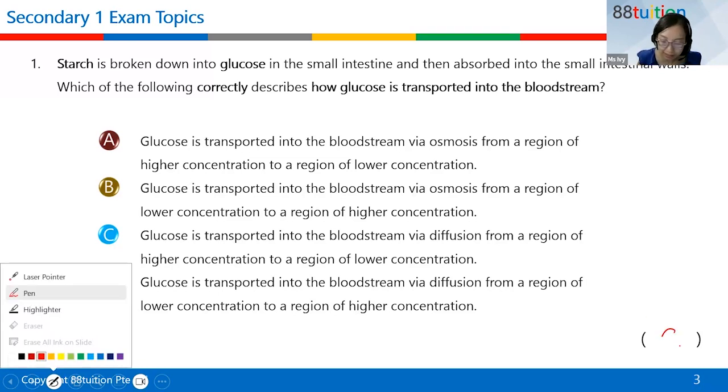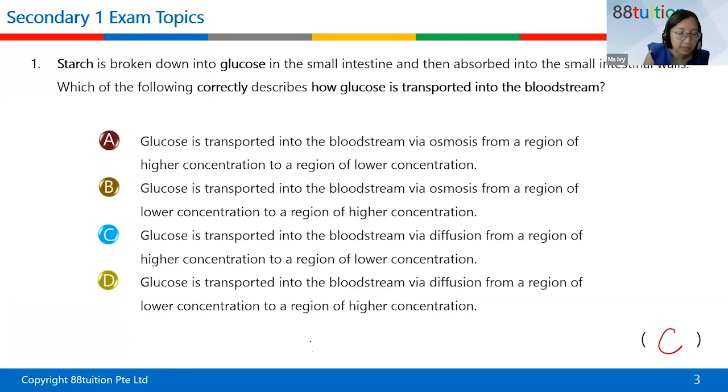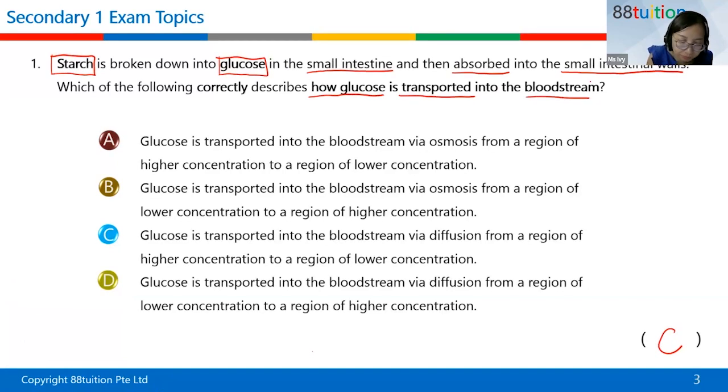Okay, now the answer is C. How do I get C? Okay, so first of all, in the small intestine, actually in the mouth as well, starch is digested. Actually, starch is digested in the mouth as well. So digested into glucose, and then absorbed through the small intestine, which has the walls. So how is glucose transported into the bloodstream?